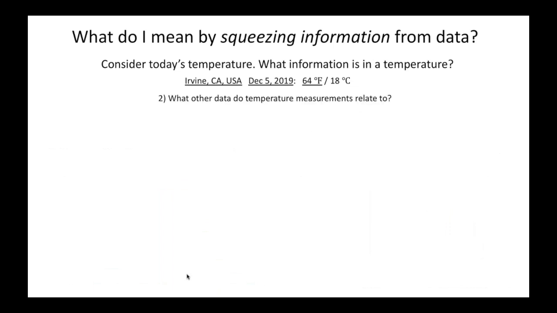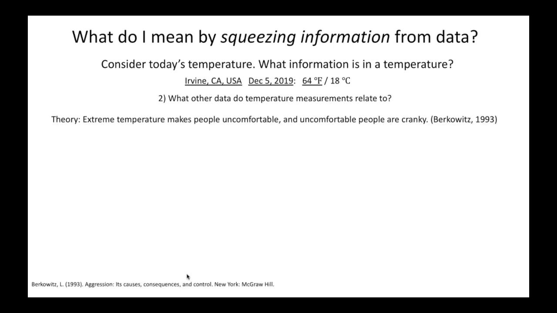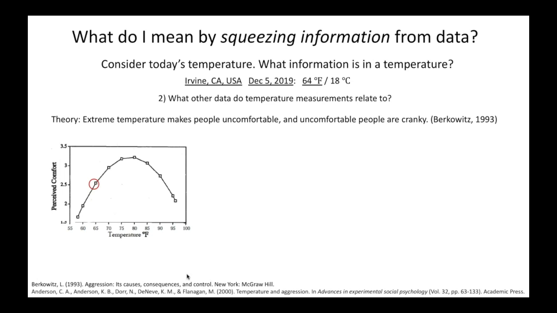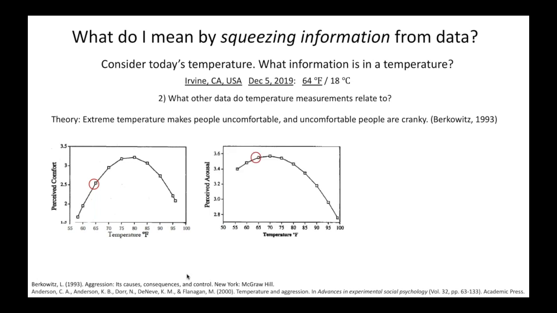But that's only one way that we can think about information. Another way is to ask what other data temperature measurements relate to. You might have a theory that extreme temperature makes people uncomfortable and uncomfortable people are cranky. And so you might be able to predict from the temperature my perceived comfort level, which you might find is a little bit below optimal, because it's a little bit chilly outside.